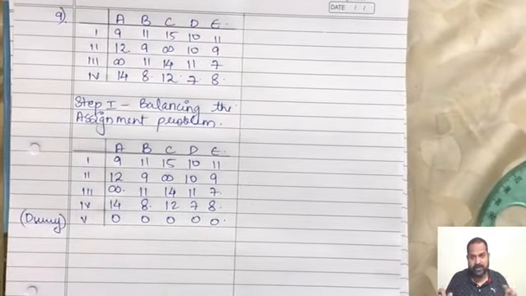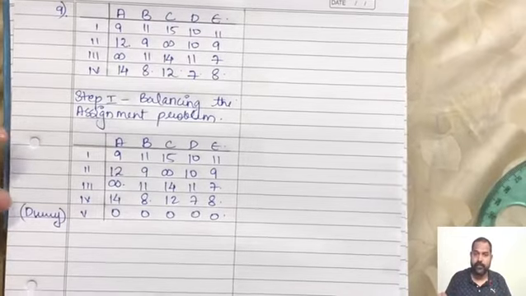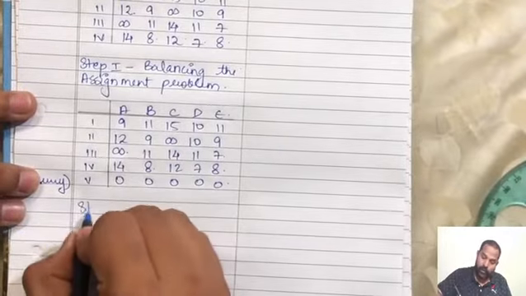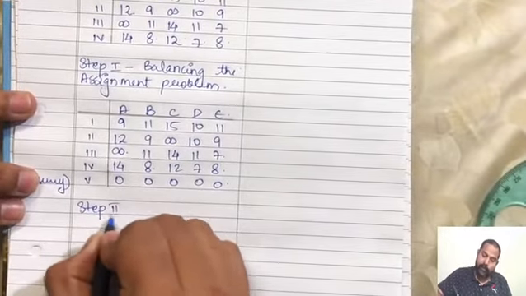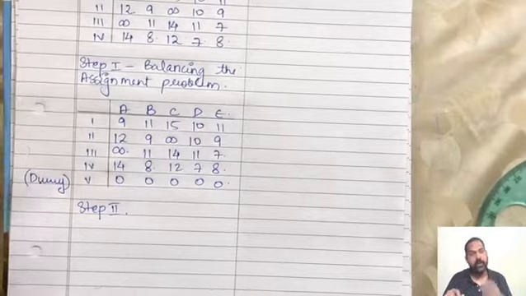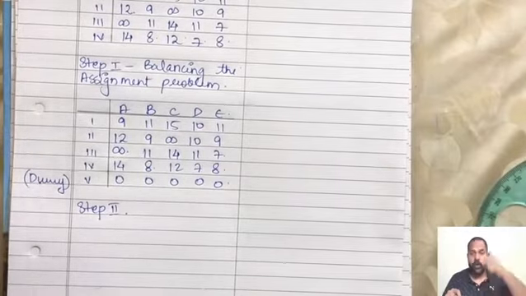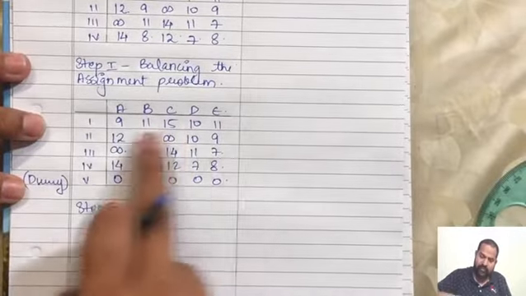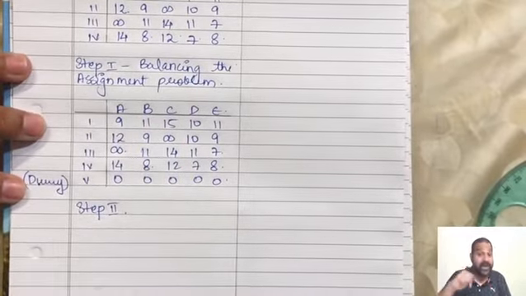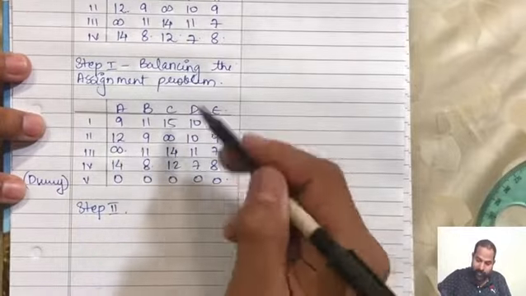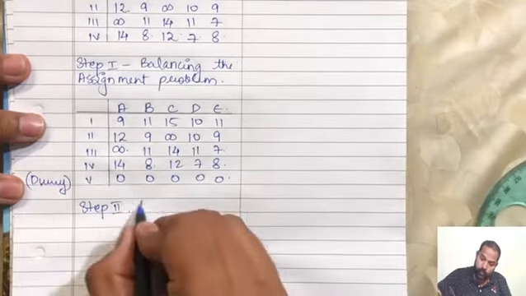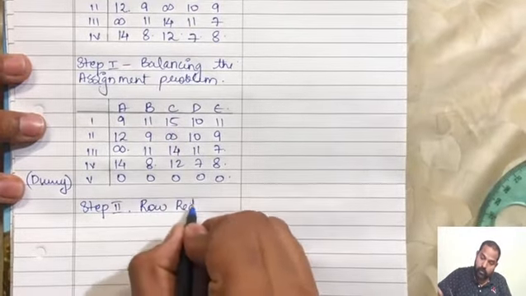The problem is balanced. Fantastic. We start with step 2. Step 1 is done. And what is step 2? Step 2 is row reduction. You always start with row reduction: row reduction, column reduction, assignment. Is row reduction required? Yes. Column reduction might not be required because every column already has a 0. So step 2, row reduction.